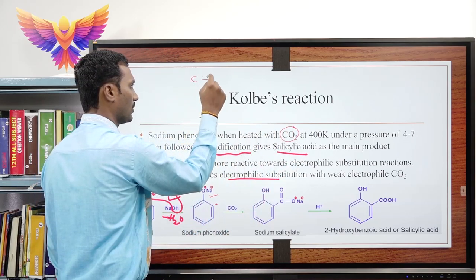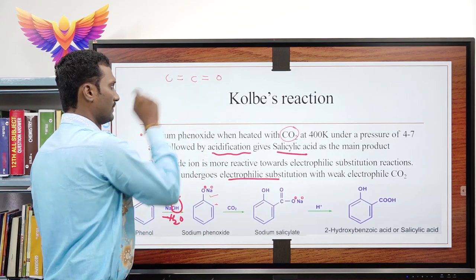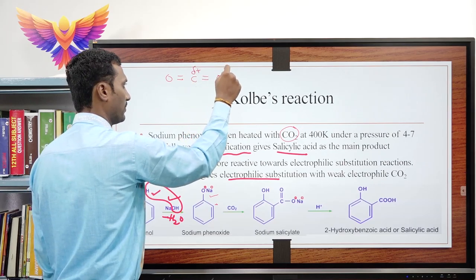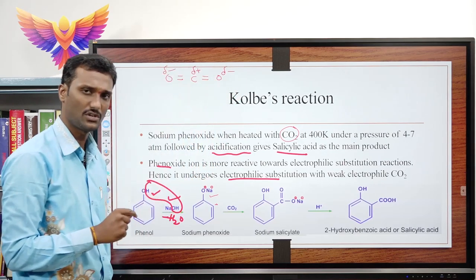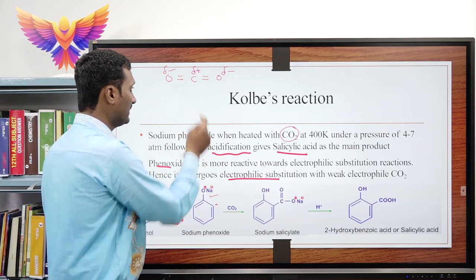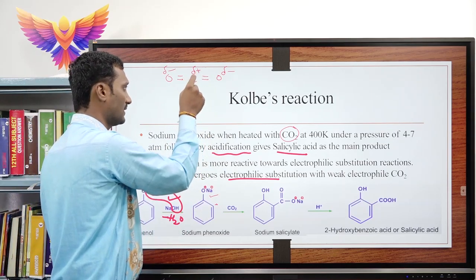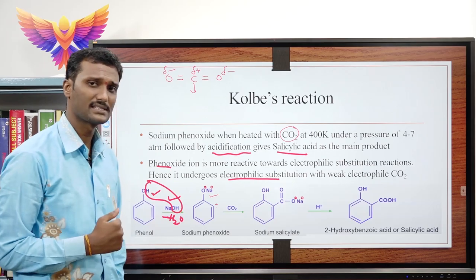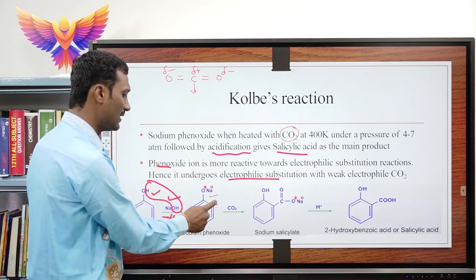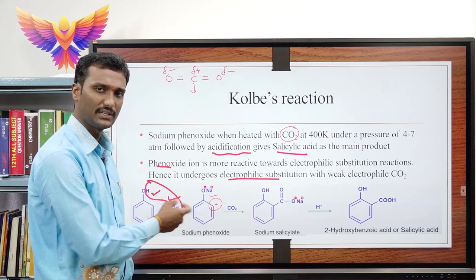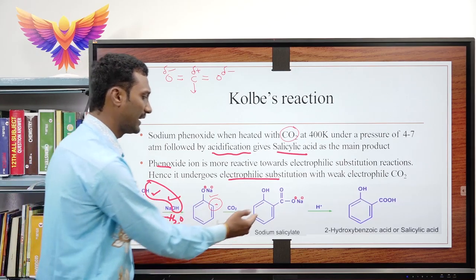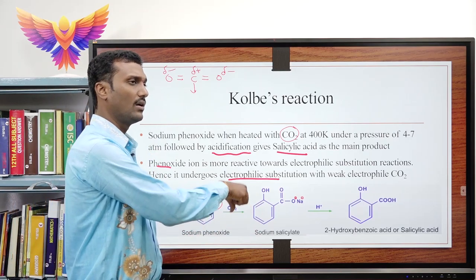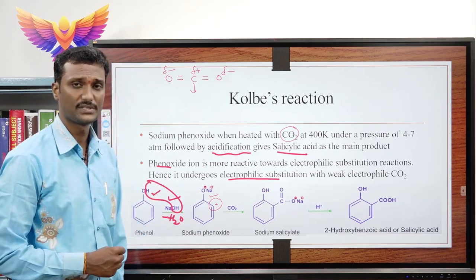Carbon dioxide, as I already mentioned, is a very weak electrophile. When we write the structure of carbon dioxide, O=C=O, the carbon has a partial positive charge, and each oxygen has a partial negative charge. Now the carbon of carbon dioxide reacts at the ortho position, because carbon dioxide is a weak electrophile, it reacts with the position rich in electrons, to give the intermediate called sodium salicylate.